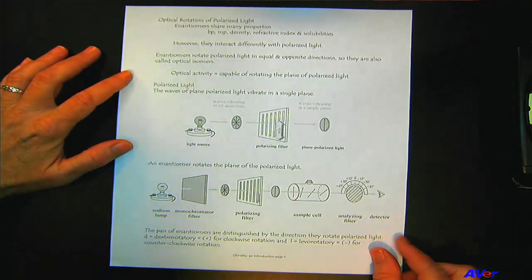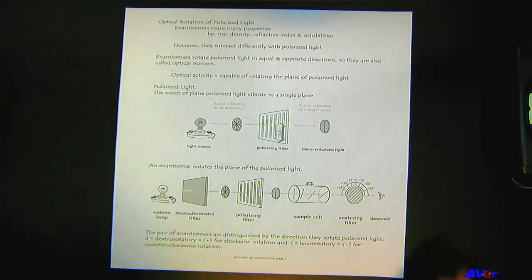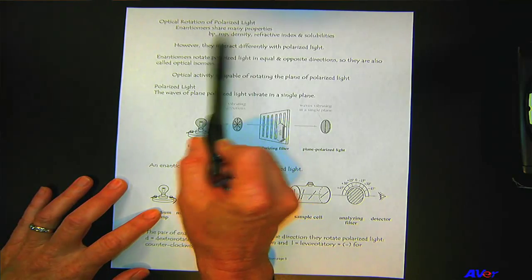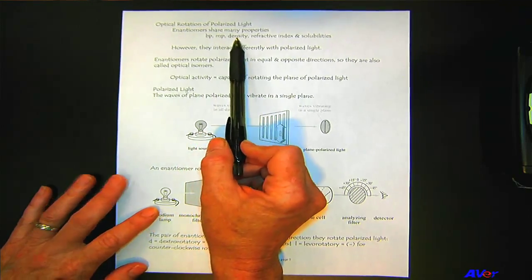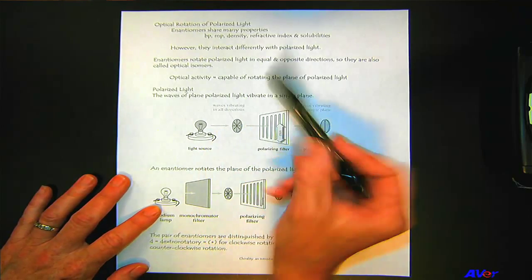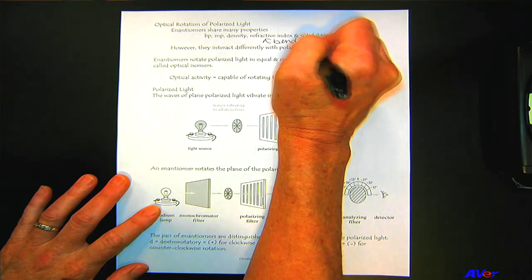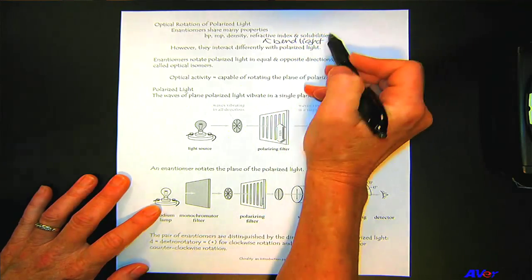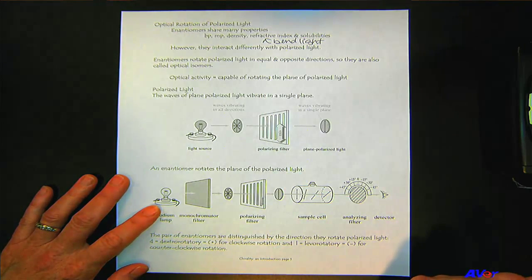It's important for a couple reasons. One is that enantiomers share many properties. They have the same boiling point, the same melting point, the same density, the same refractive index, that's how they bend light, and how they dissolve, their solubility. So if everything's the same, why do we make such a big deal out of them?